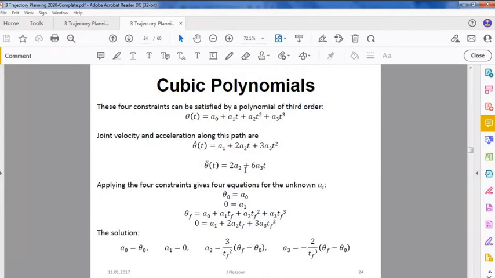But in this cubic polynomial, they already solved that issue. They put this equation to find A2. This is the equation. To find A3, this is the equation. So it is easier for you to find A2 and A3. You don't need to do the cancellation technique.